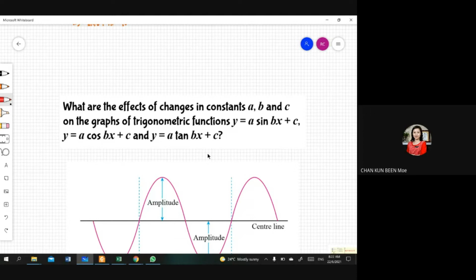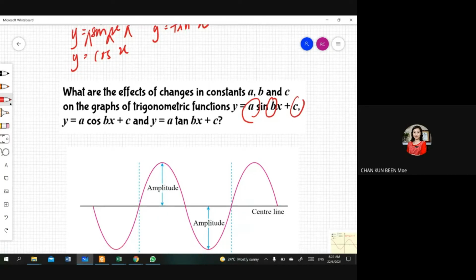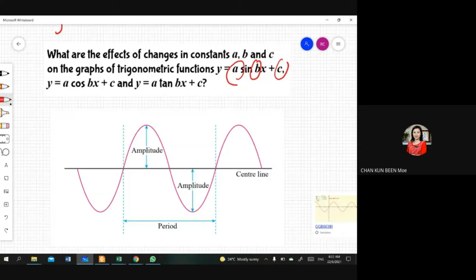Previously, the basic ones that you learned are y equal to sine x, y equal to cos x, and y equal to tan x only. So today they are adding on these parts here: a sine bx plus c. So a, b, c are add-ons. What are all of those? You can refer to the graph given over here.